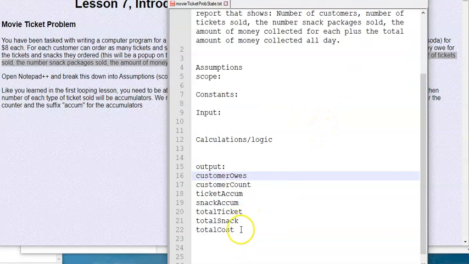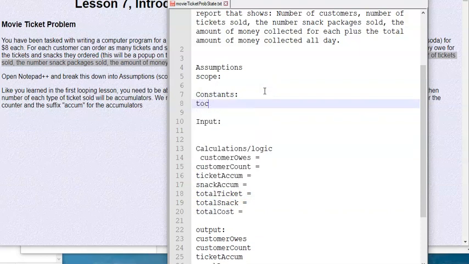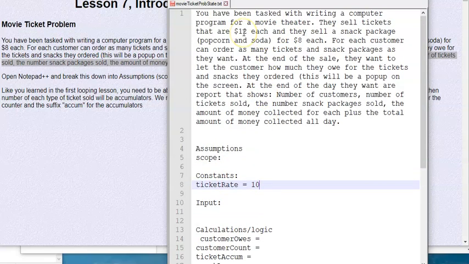So here we go. We have all these right here, and none of these is going to be input. So I'm going to do Control C, Control V, and then put a space equals space, and then copy that, and then paste it on each of the rest. Okay, we also have our constants. And so we have the ticket rate. Ticket rate is going to be equal to $10. As we've seen up here, we have two numbers.